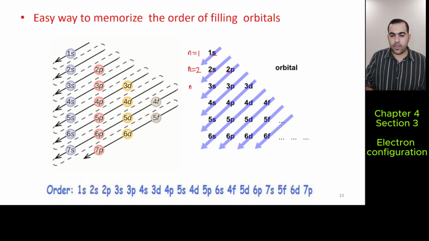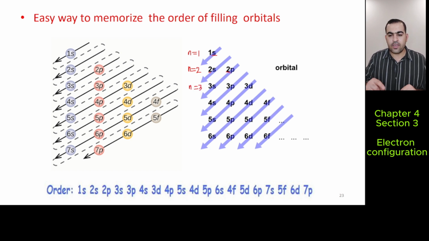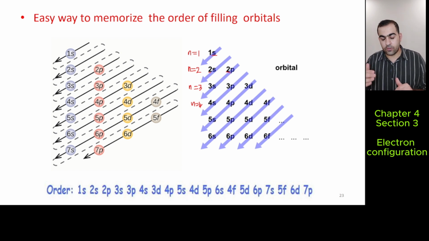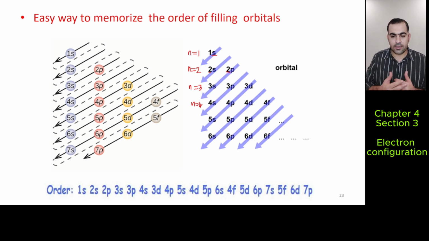When n equals 3 we have what? s, p, d, as we talked about in the previous slide. When n equals 4, there are 4s, 4p, 4d, and 4f. We have 4 sublevels, and so on. So, how does this diagram help us?